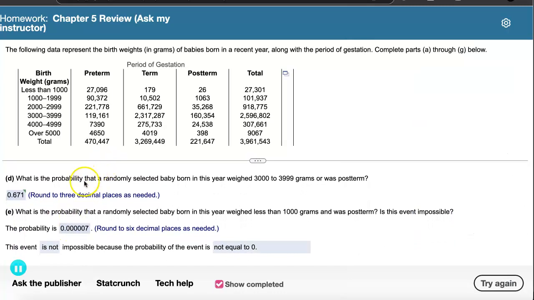For part D, we're asked to find the probability that a randomly selected baby born in this year weighed between 3,000 to 3,999 grams or was post-term. So here we see the total number of babies born in that weight range. Here we see the total number of babies born that are post-term, but we have this number of babies who are both in that weight range and post-term. So we need to account for that by adding up these two totals and then subtracting their overlap.